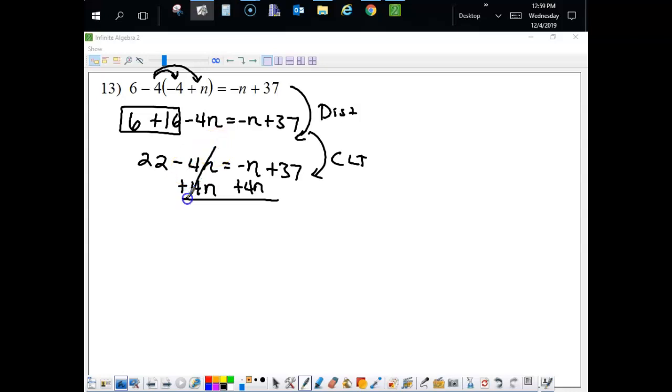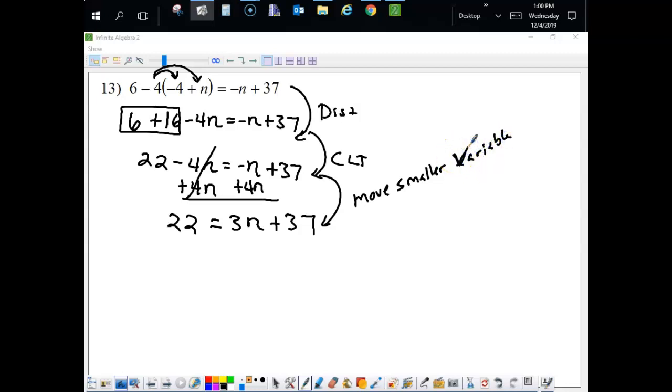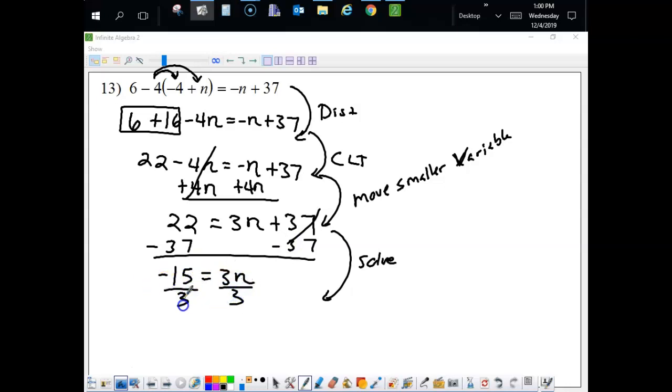So in this case, I'm going to add it so that it cancels out over here. So you want to cancel out the smallest one. Would you get the same answer? Yeah. I'm going to call that move the smaller x. Or I guess in this case, I'll just say variable. After that, guys, you just solve like normal. What is that? 8 and 7 is negative 15. There we go.